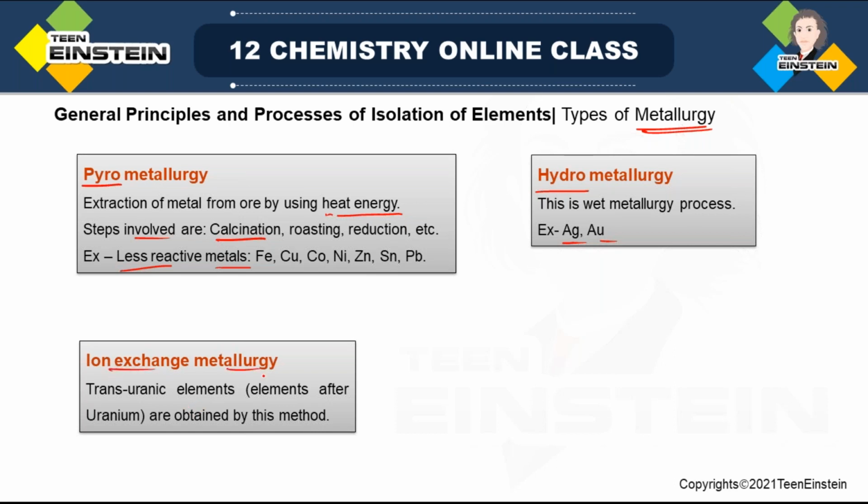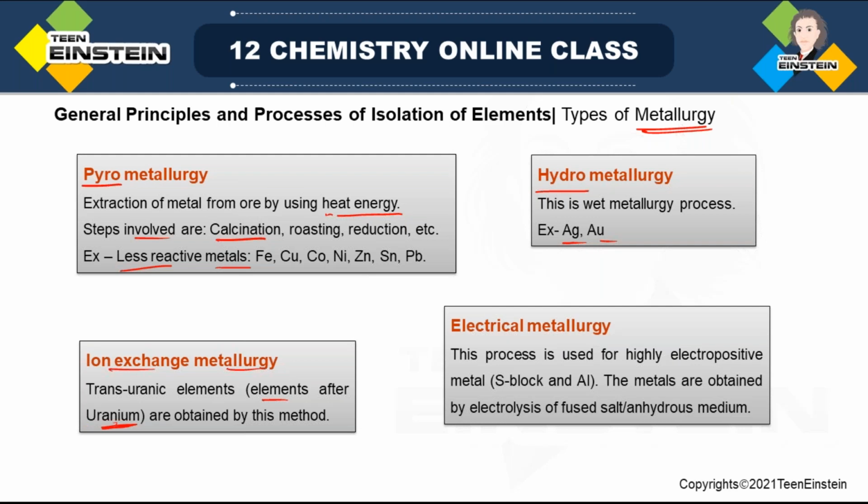Then ion exchange metallurgy. This metallurgy we will not discuss in this chapter, because it is mainly for those elements which are after uranium, that is from the A block, actinides. So only for transuranic elements. Transuranic means all those elements after uranium, that is, atomic number greater than uranium. All these are called transuranic elements. So they are also metals, and that is why ion exchange metallurgy is used for them. Just remember that ion exchange metallurgy is used for A block metals after uranium. Though this will not be discussed in this chapter.